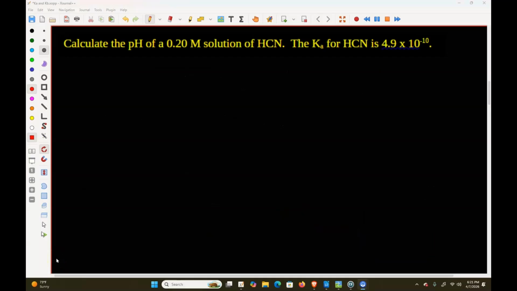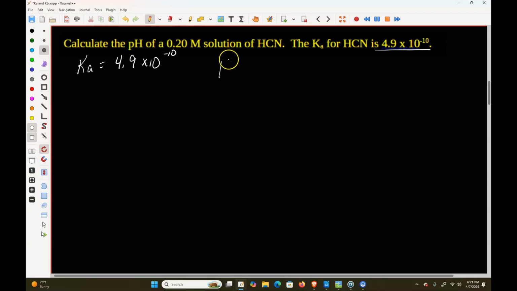Okay, on our next problem, we know that the Ka is equal to 4.9 times 10 to the negative 10th, which is a very small number, which means that it doesn't ionize very easily.